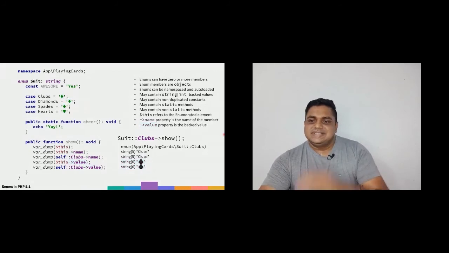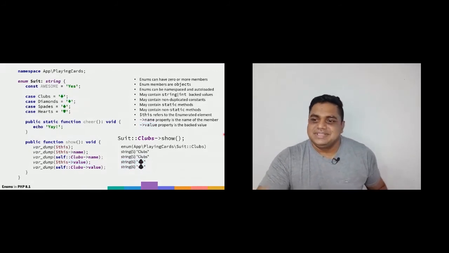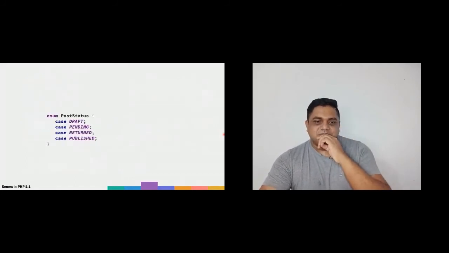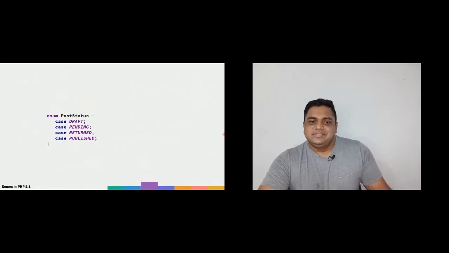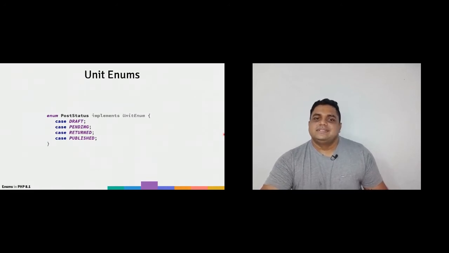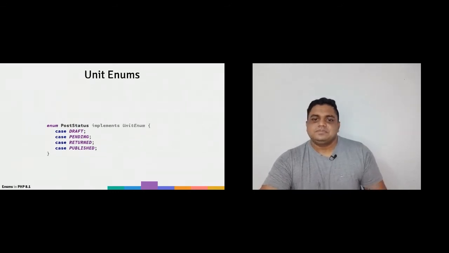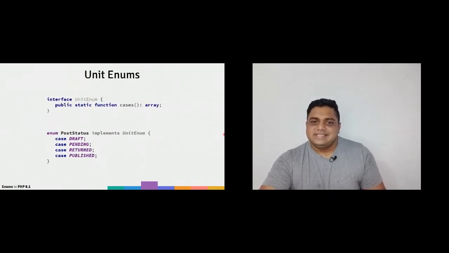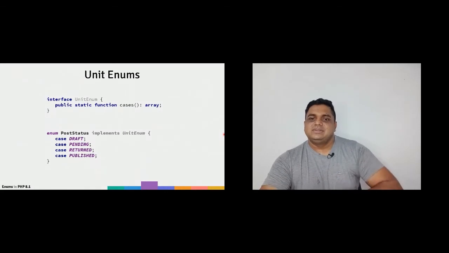And this is PHP 8.1 enums in summary. The first example we saw before with post status: draft, pending, written, and published. This is what we call a unit enum. It's a real name that we use in PHP. Internally, all of these unit enums implement an interface called UnitEnum. And from the interface, there's only a method called cases.